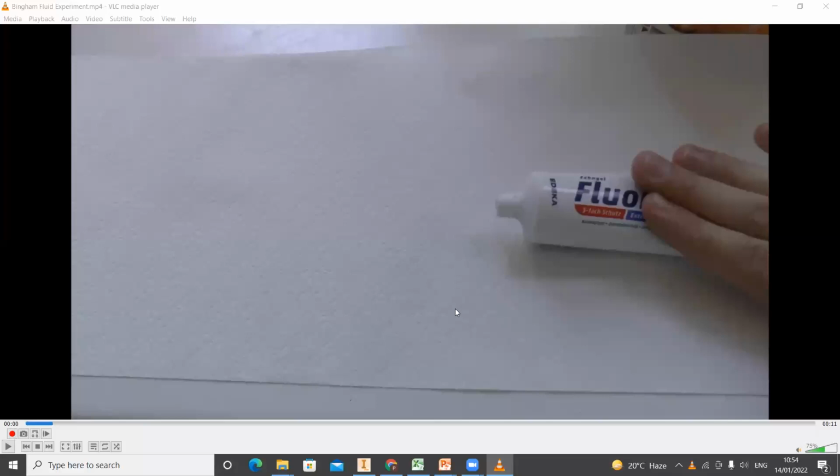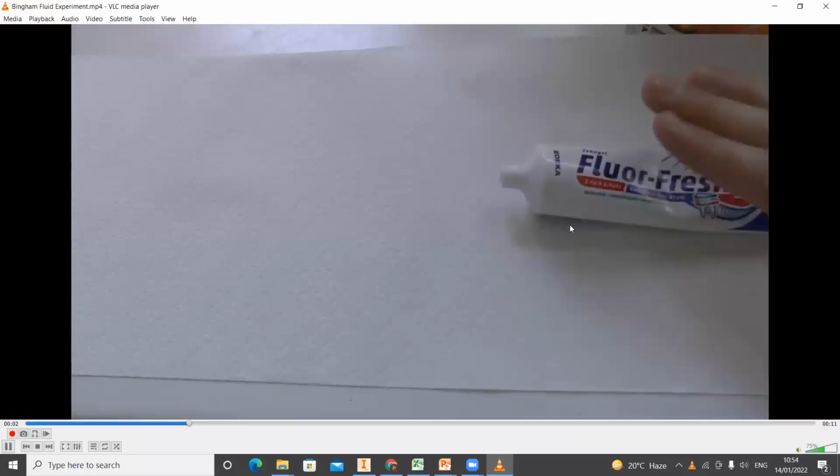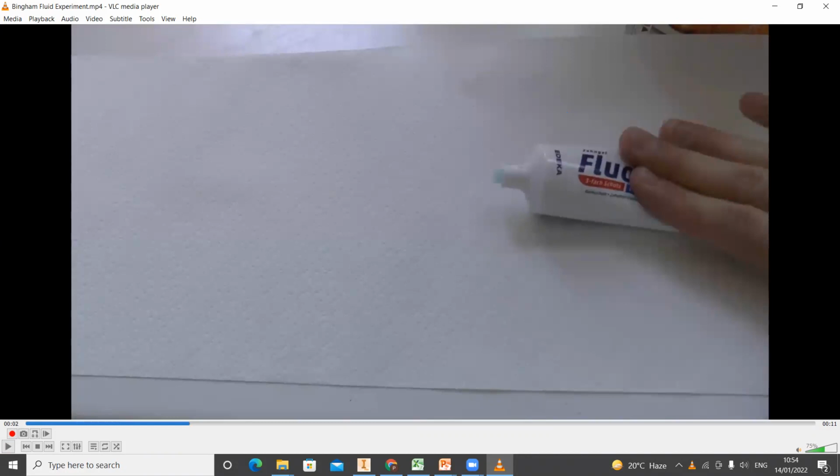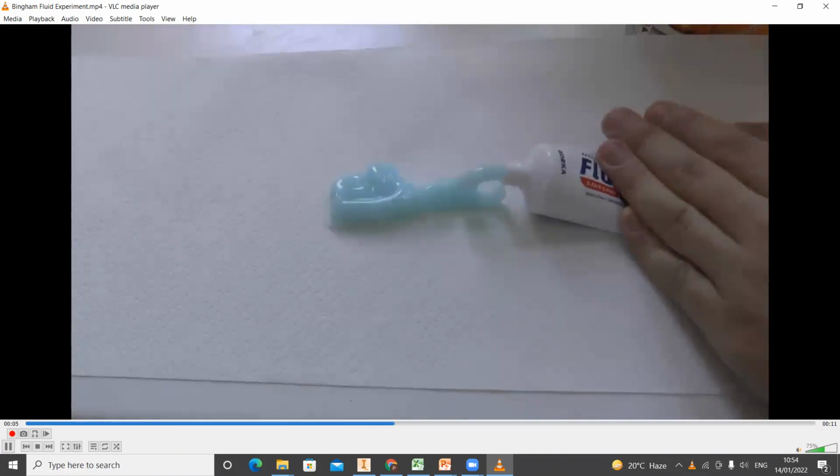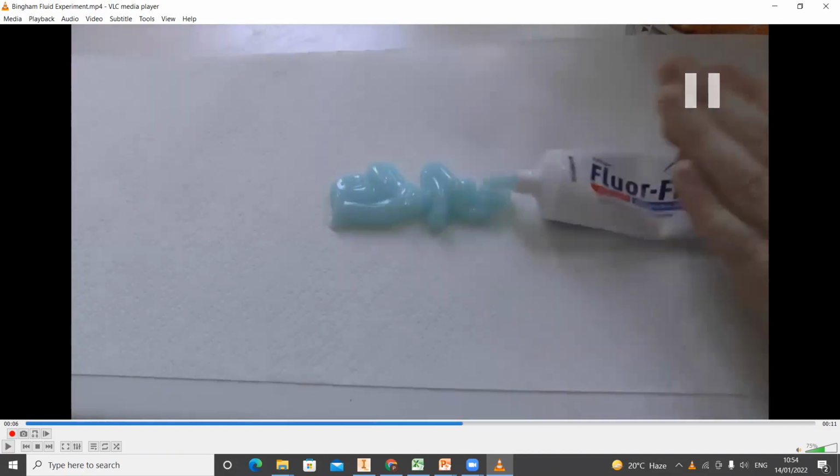Here you can see, initially, if you apply a low value of force or shear stress, you cannot see the toothpaste in motion or flowing. And suddenly, if you increase the force value beyond a certain limit, then you can see the flow. So this is called a Bingham plastic fluid.